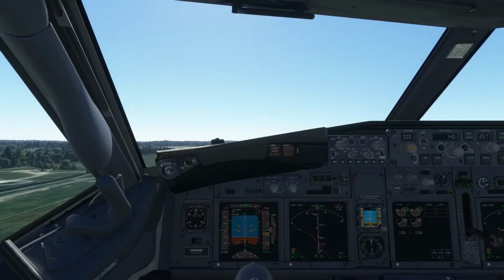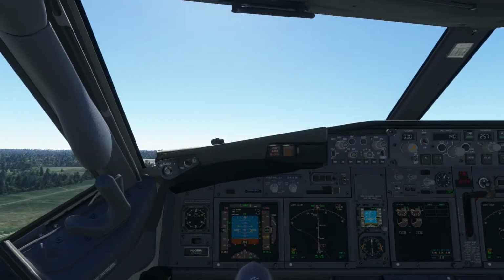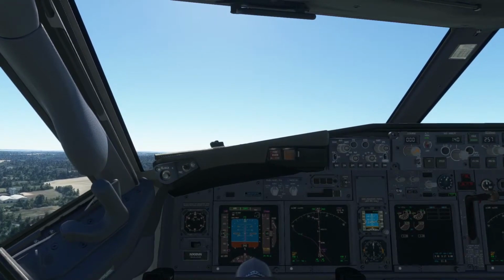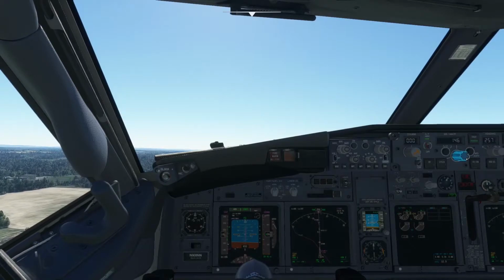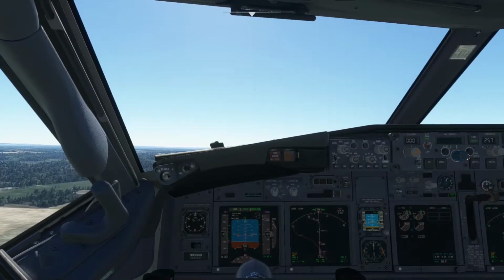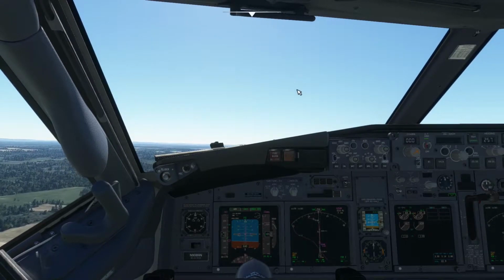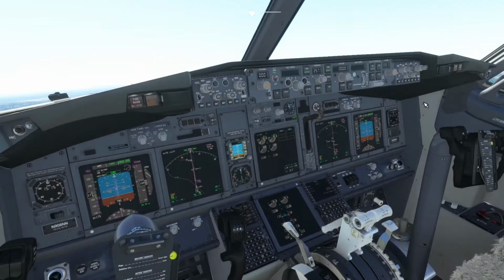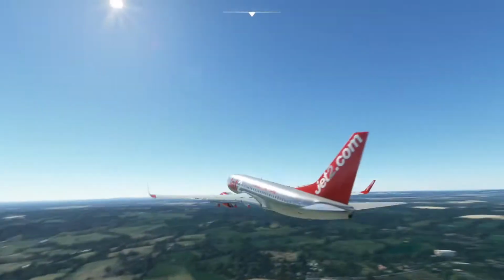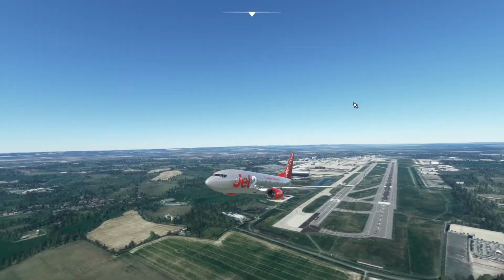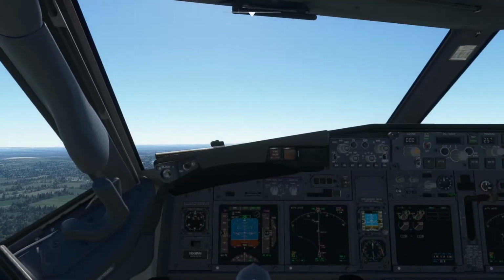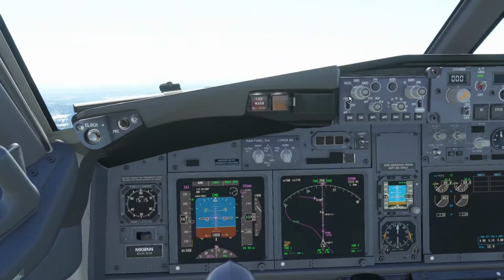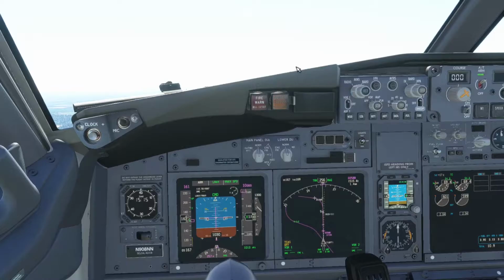Positive rate, gear up. And let's arm the auto throttle. Bring flaps up to 2. And let's set the autopilot. There we go, and now we are off the ground. So now let's go ahead and talk about actually performing the ILS approach.